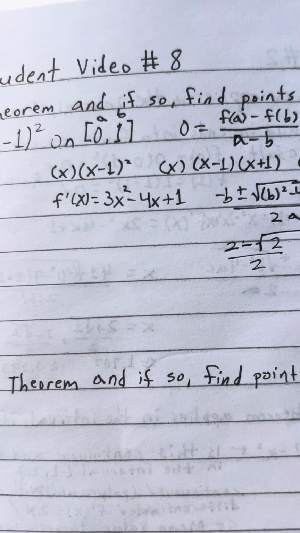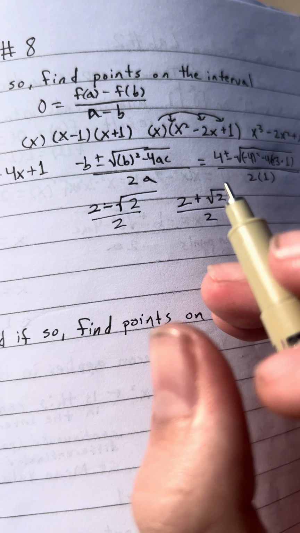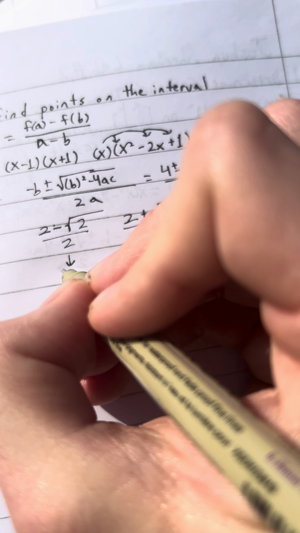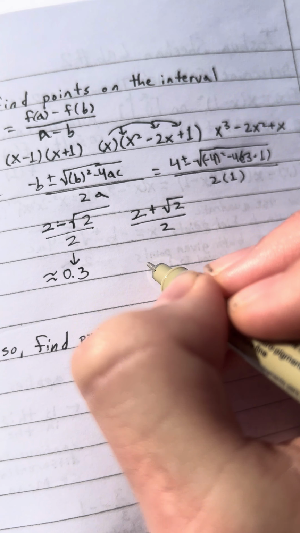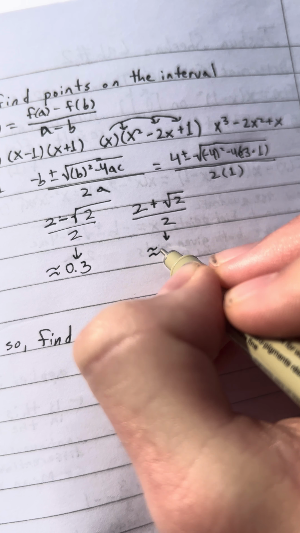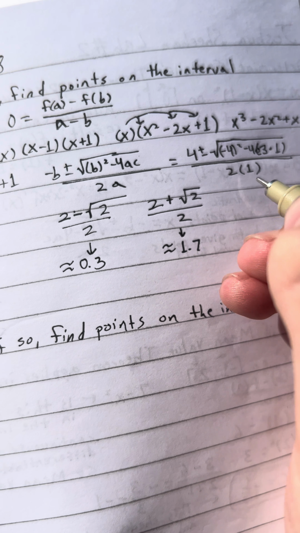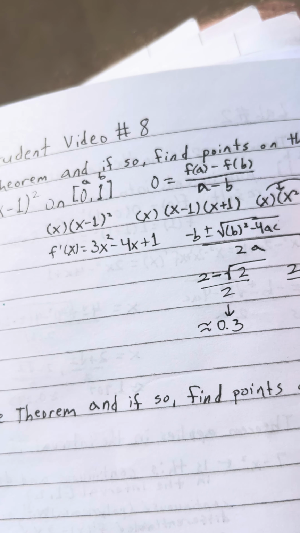And then we need to find if these are still on the interval, and this one is, it's about 0.3, and this one is not because it's about 1.7, which is more than 1. So that means that our answer for this one would be 2 minus square root 2 over 2.